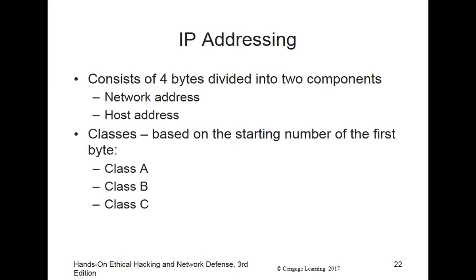IP addressing consists of 4 bytes divided into 2 components, network and host address. Originally, they were designated as A, B, C, and they also have D and E, multicast and experimental. Because remember the old original plan, 640K was plenty for everybody?